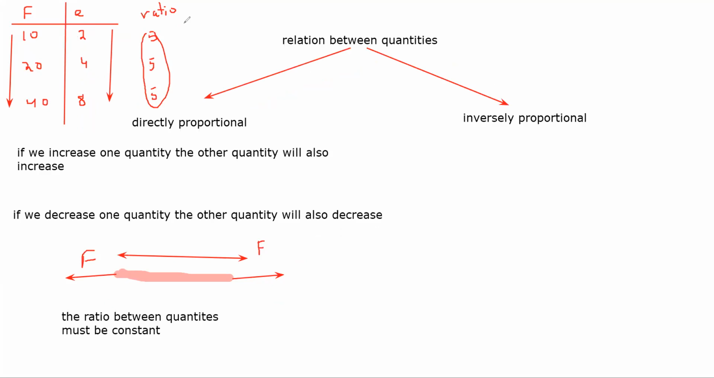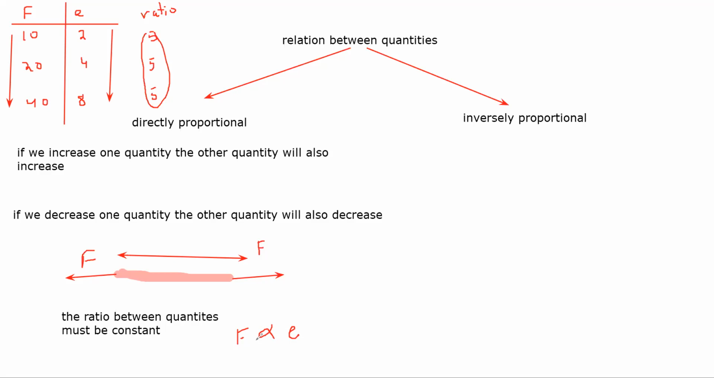And mathematically, how we write this? This is a mathematical notation, like you write as an equation. You would say F, then proportionality sign, and then E. It means if I increase force, extension will increase. If I decrease force, the extension will also decrease. So if the ratio is constant, we call that quantity to be directly proportional quantities, or relation to be directly proportional. So one increasing, other should also increase, and the ratio must be kept constant.